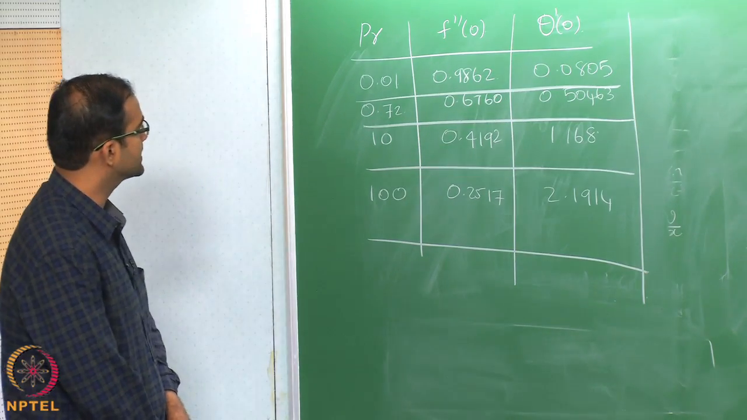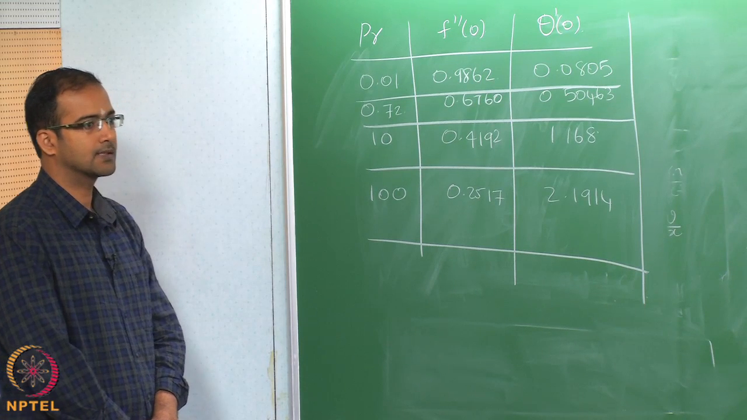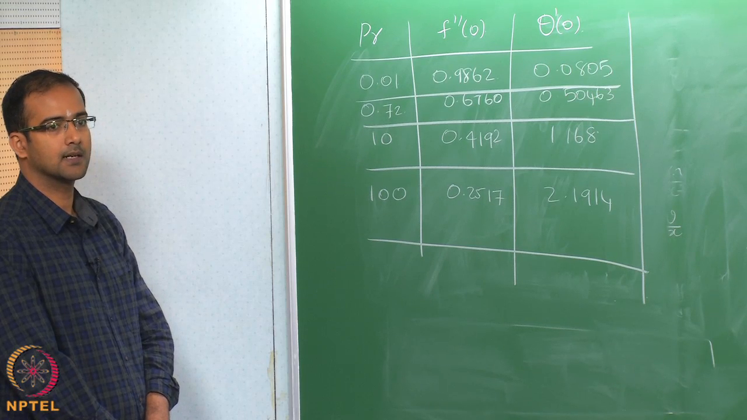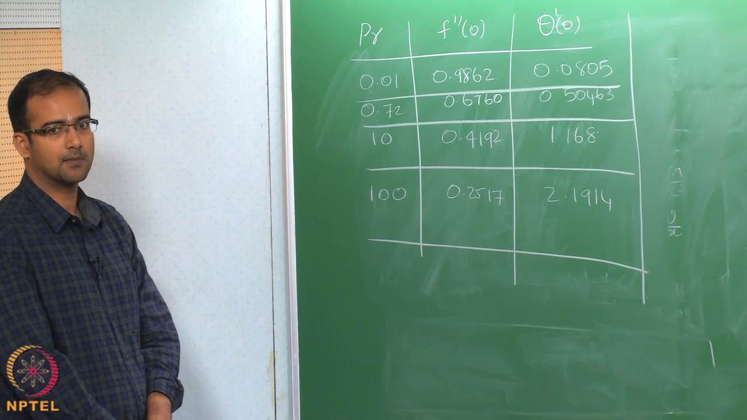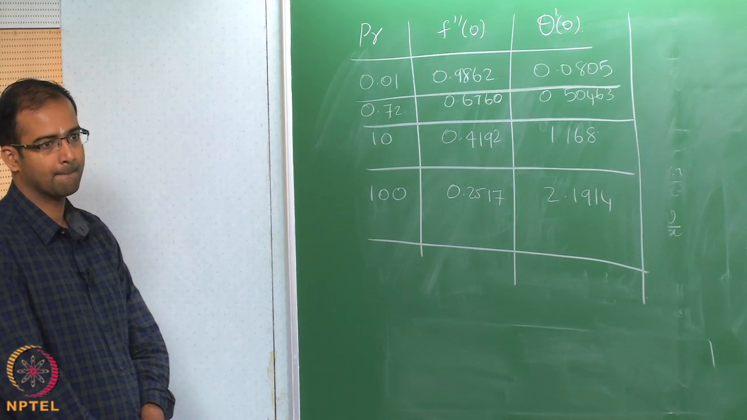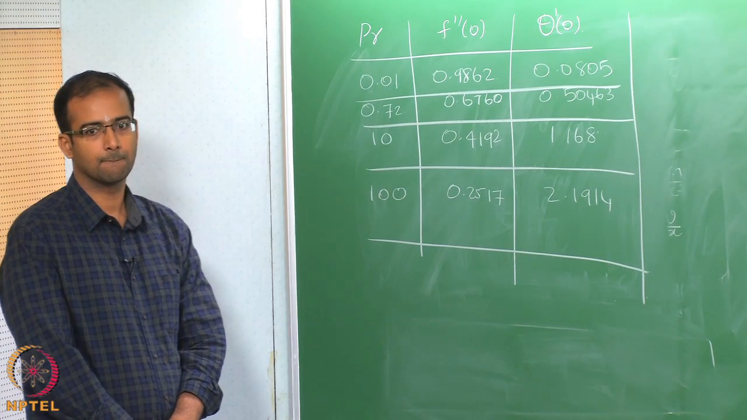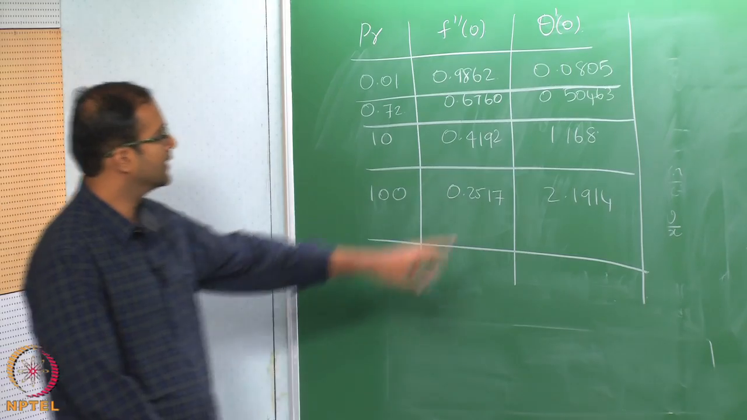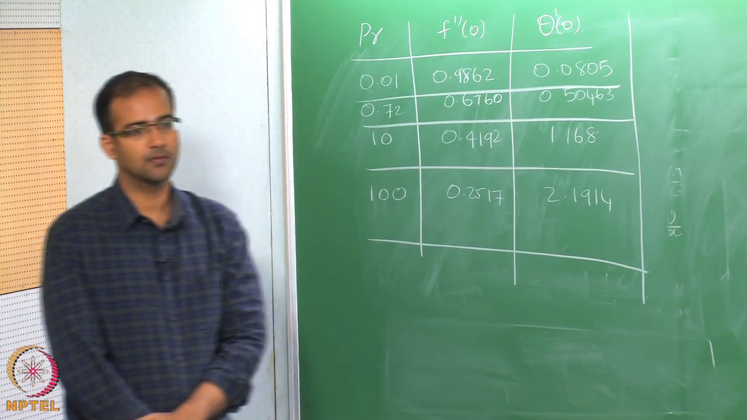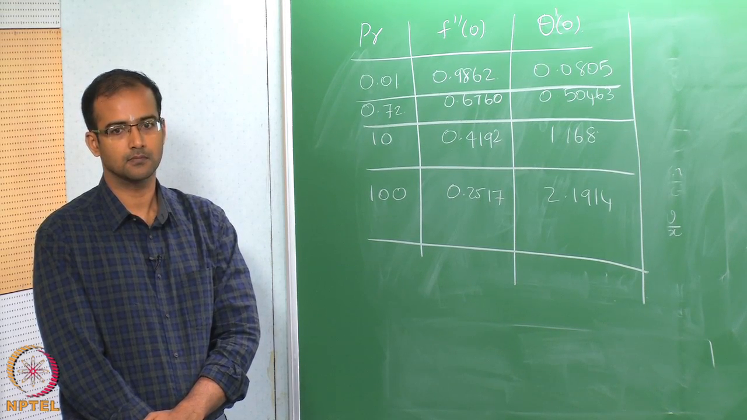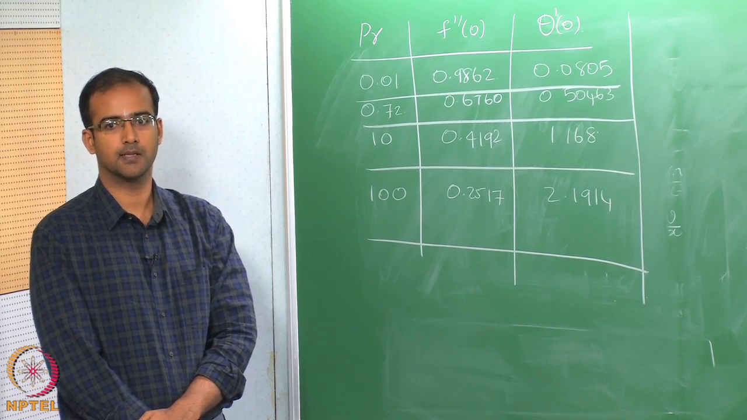So, you have 0.6760 as the value of f double prime. What was the corresponding value for the external forced convection flat plate? 0.332. And what was the corresponding value of d theta by d eta for Prandtl number equal to 1? That is also the same, 0.332.